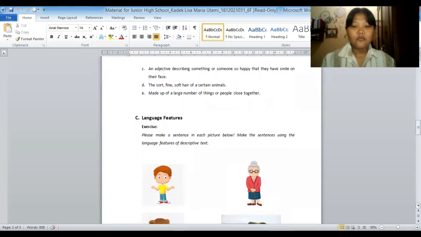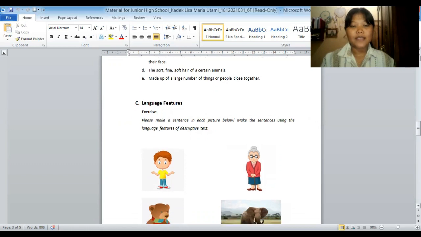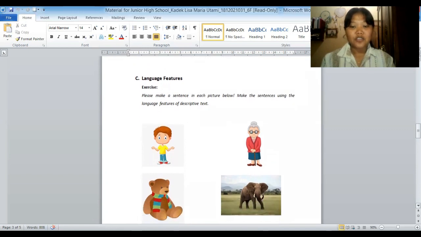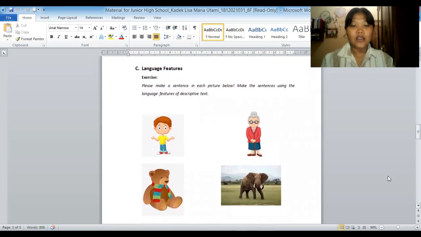I also provide some exercises to know the students' understanding about language features that are involved in descriptive text, in which I'm asking my students to make a simple descriptive sentence based on pictures that I provided. There are 4 pictures, so students are instructed: please make a sentence for each picture below, using the language features of descriptive text.